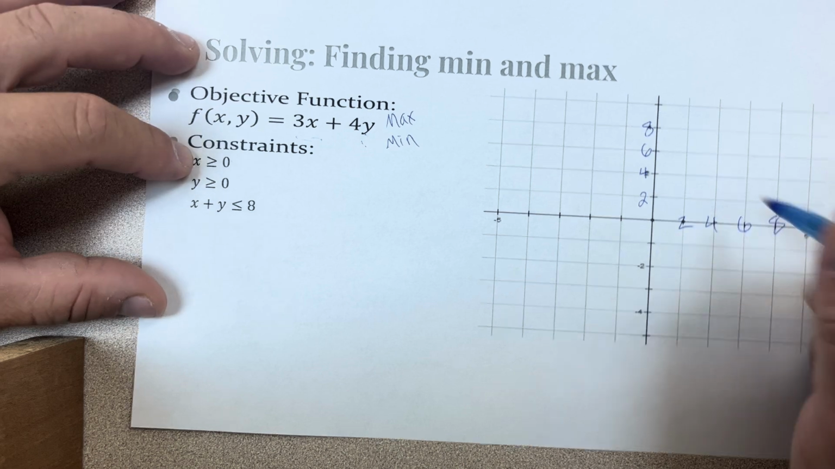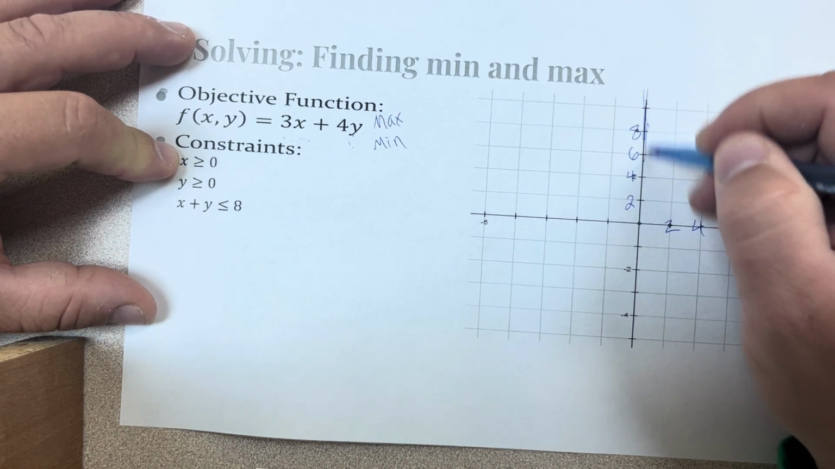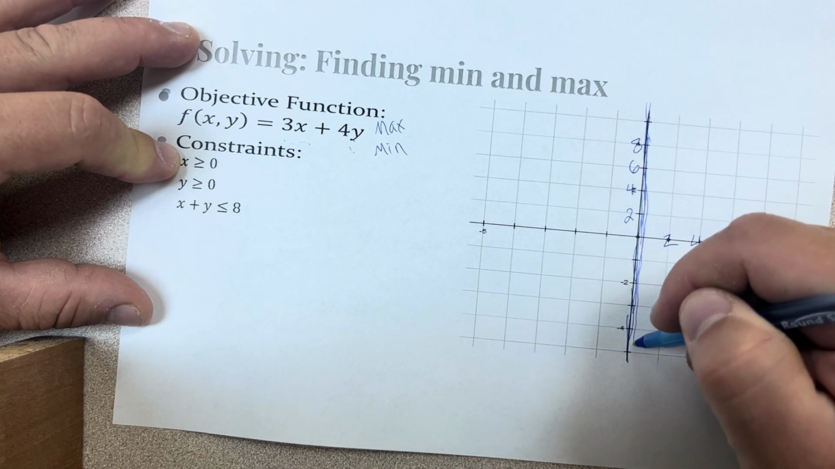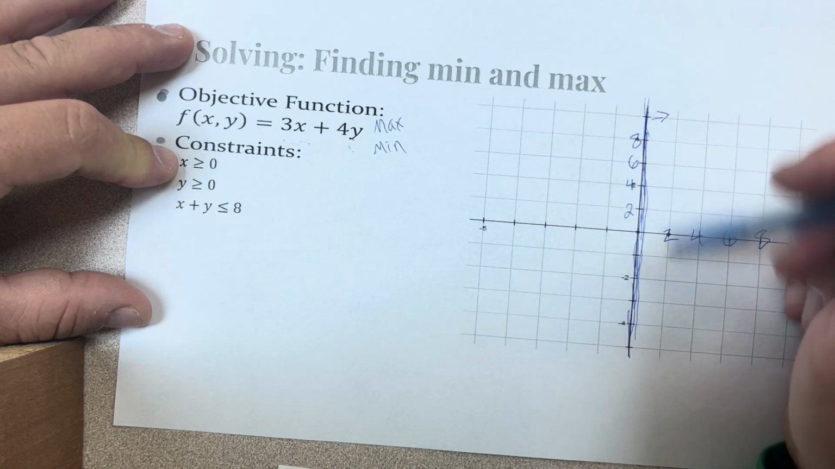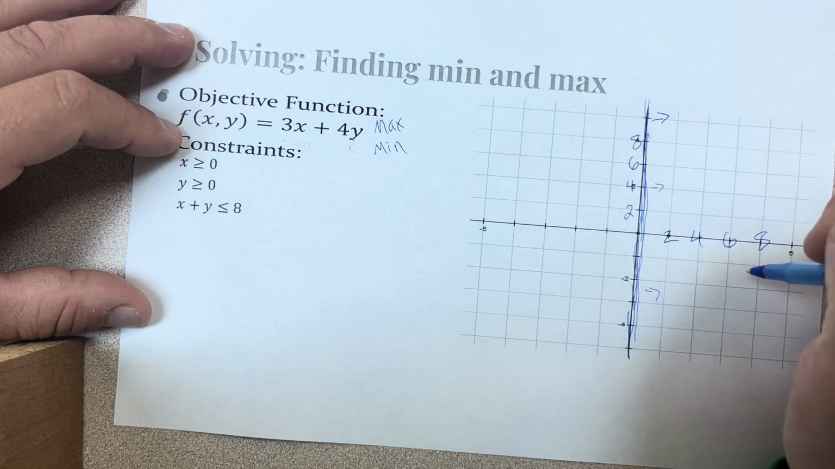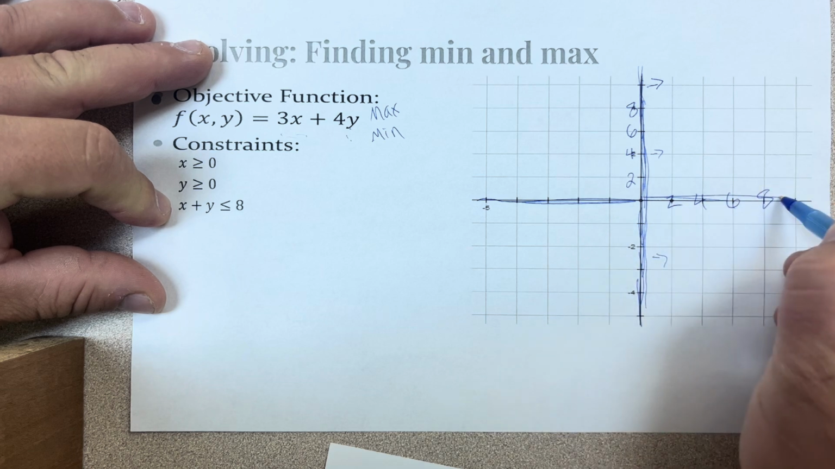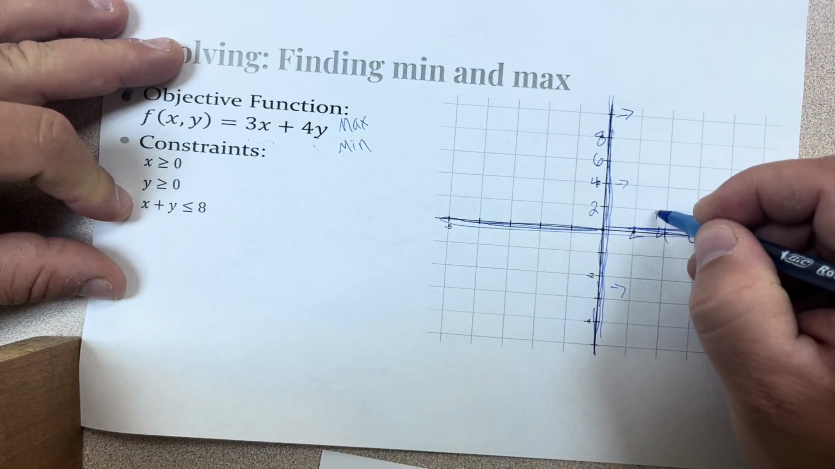Okay, so our first one, we have x is greater than or equal to 0. Anytime we have x equals with no y's, it's going to be a vertical line at that value of x. So we're bigger than 0, so it's going to be to the right. We also know that our y's are greater than or equal to 0. Anytime we have y equals a number, it's a horizontal line at that. So it's going to be up here.